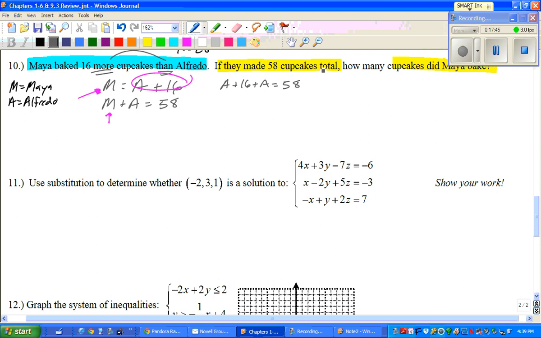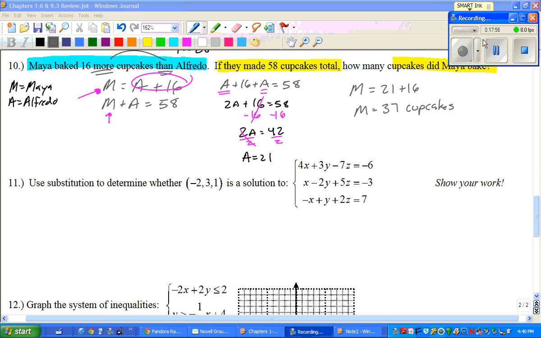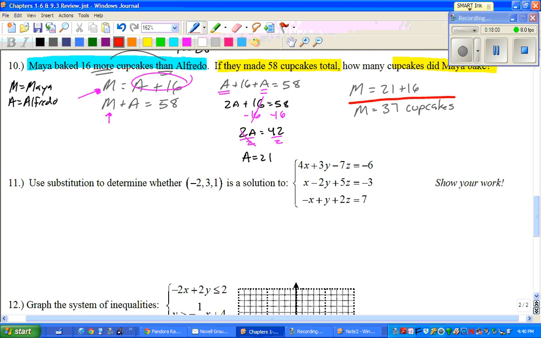I want to see if you can go through and solve the rest of this all by yourself, so go ahead and pause the video and try it out. Okay, and there's the rest of the work. Your final answer is Maya, because she baked 37 cupcakes. Okay, once you find what Alfredo did, then you have to plug it back into one of the original equations.